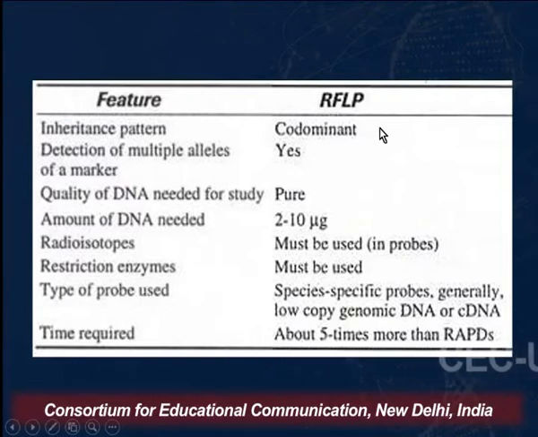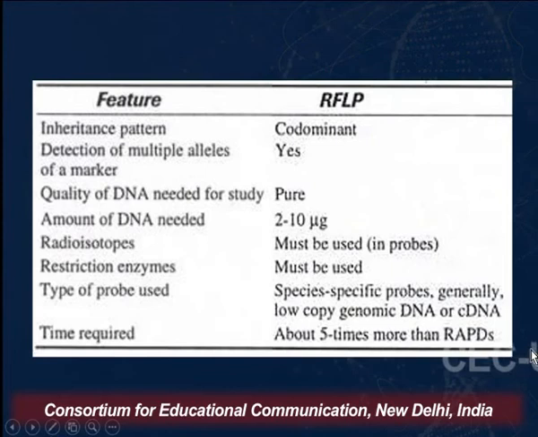RFLP is a codominant marker because the same region can be identified in both, but different length polymorphism will be given. As you can see, it binds to multiple loci. The amount of DNA needed is 2 to 10 micrograms. You require radioactive labeling for the probe, and the different types of markers that can be used are sequence or species-specific probes and other probes. The time required for this exercise is long because it involves the complete Southern blot hybridization.